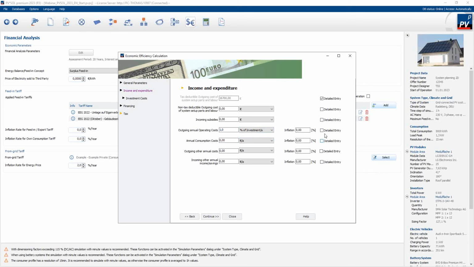It is also possible to define an inflation rate for all these, and if you want, you can enter your operating costs in more detail. If you have to pay, for example, an insurance, or you have to pay a rent for your roof, all this can be entered. You can enter it here in operating cost, or you can also use further options, annual consumption cost, outgoing other annual cost. All this is possible, but it's not needed to fill all of these entry fields.